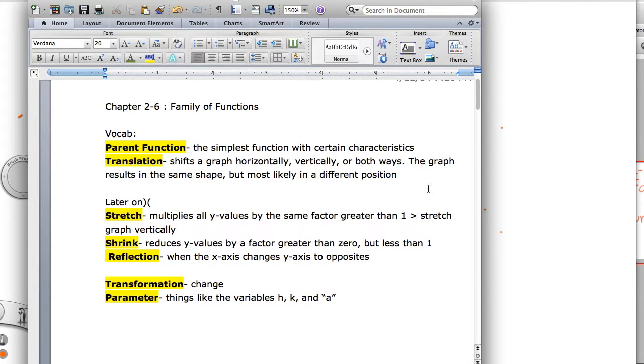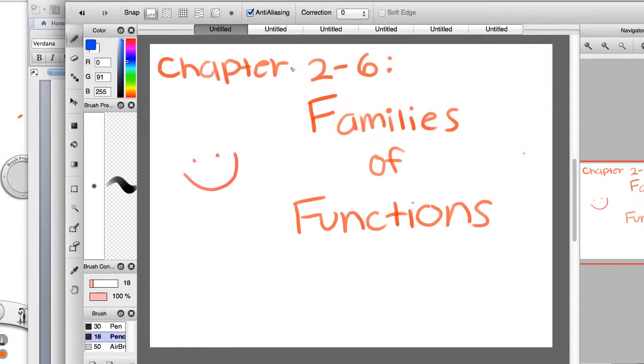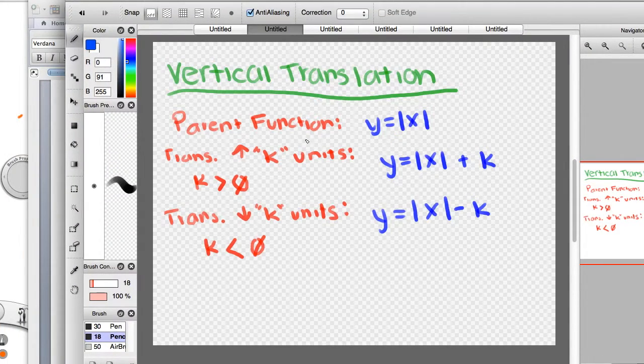We have two different types of translations: vertical and horizontal. With vertical translations, it moves the graph up and down. Here the parent function is y equals absolute value of x, and for the graph to move up, we're going to use k for our units. K must be greater than 0 for the graph to move up, so y equals absolute value of x plus k. For it to go down k units, k must be less than 0, so y equals absolute value of x minus k.